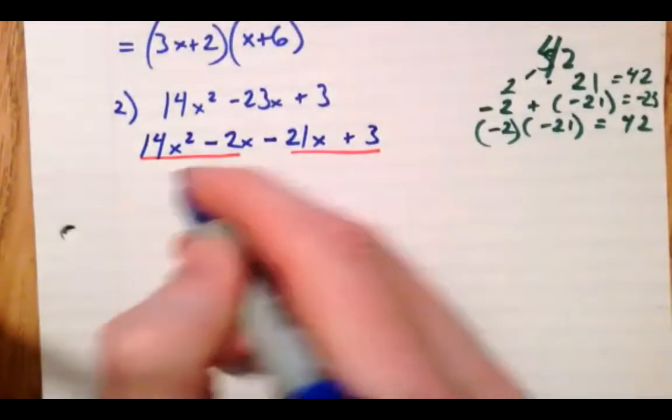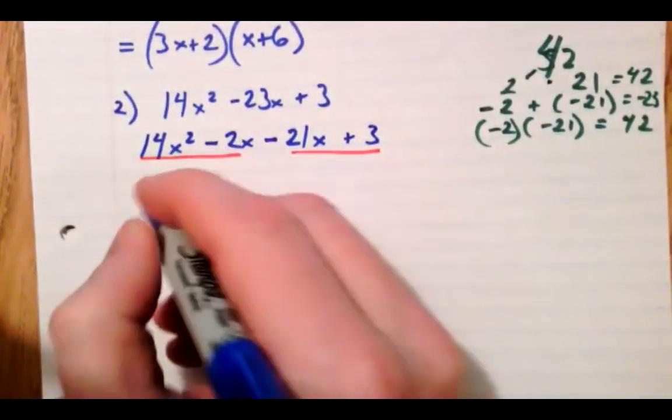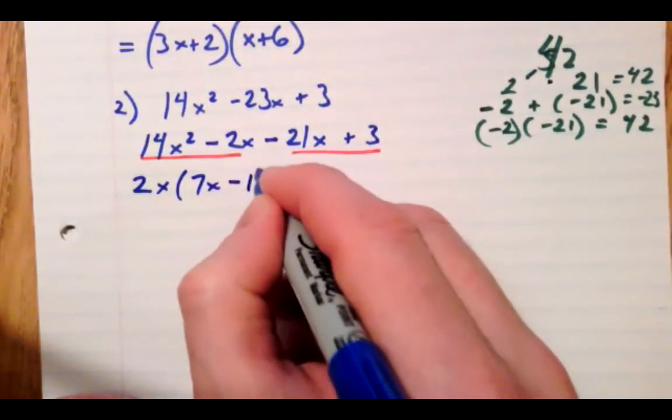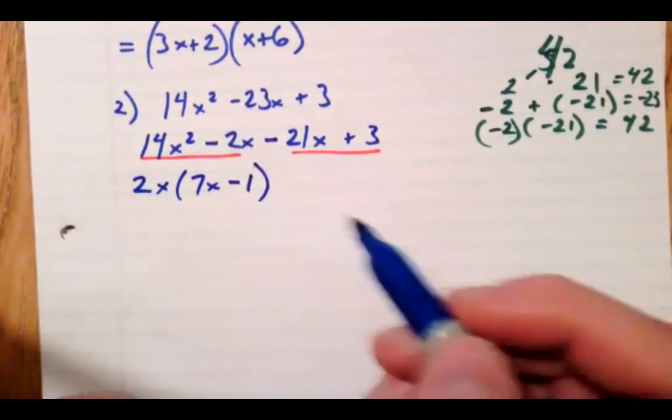Oops, we ran out of room. So out of this, we can take a 2x. So 2x times 7x minus 1, right? 2x times negative 1 is negative 2x.